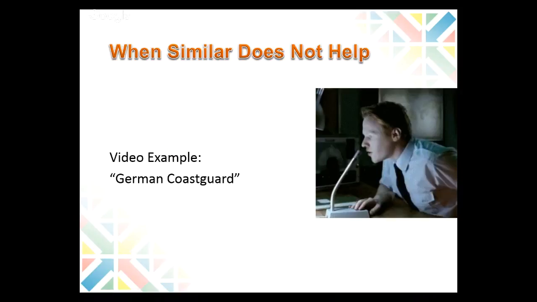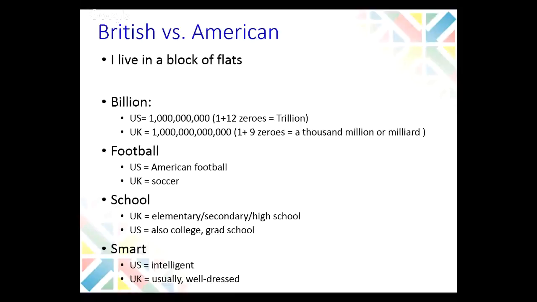So obviously it's a joke. But yes, it seems like a similar word, you know it, and you think you understand it, and in reality, you may not understand it. Here are a few examples of how languages may be similar, but drastically different. Here are some examples of British versus American English. Some things are easy, like for example, I live in a block of flats. In the British version of English, it would mean I live in an apartment building. Americans probably will understand it, but block means more a block of streets rather than a block of apartments.